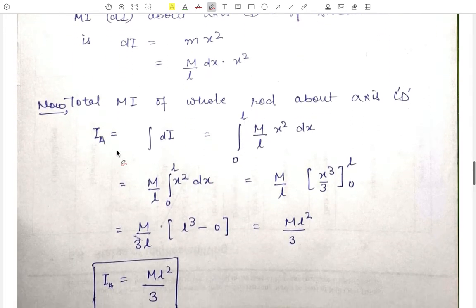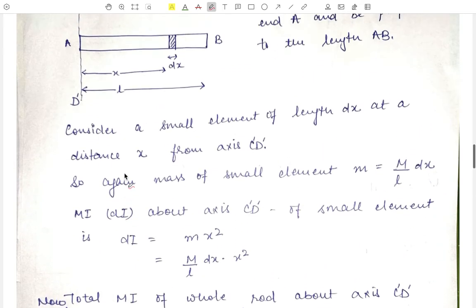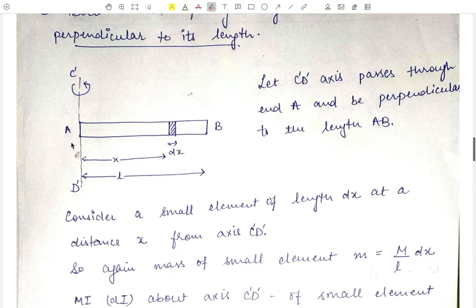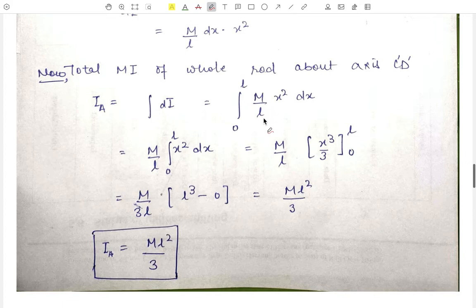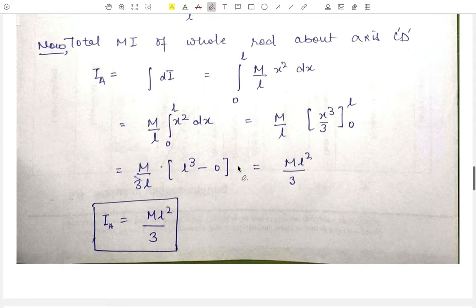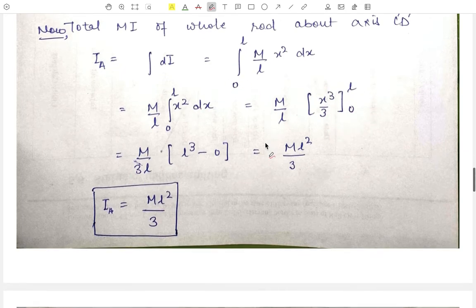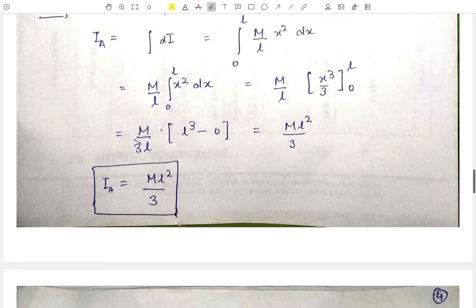And here we can find the moment of inertia of the rod about this axis C'D', passing through one end of the rod, that will be equal to the integration from 0 to L of m upon L x squared dx. On integration, m upon L can be taken out of the integration, as we can see here. The integral of x squared is x cube upon 3. By putting the limits, we find the value is equal to ml square upon 3. This is the value of the moment of inertia about an axis passing through one end of the rod and perpendicular to the length of the rod.